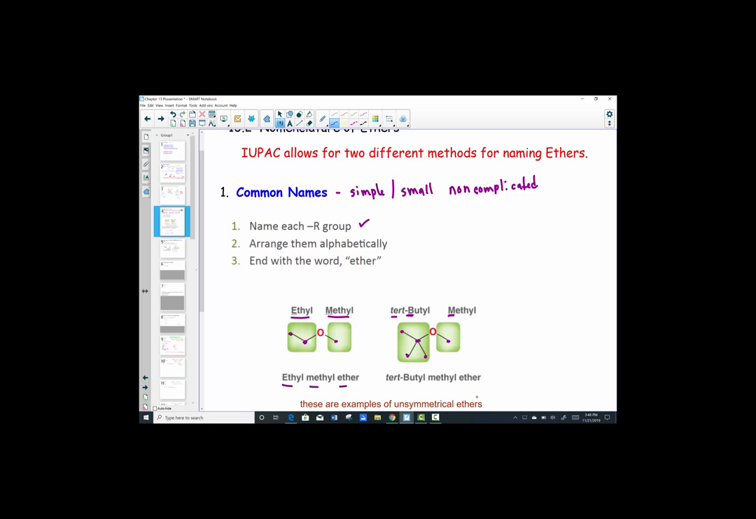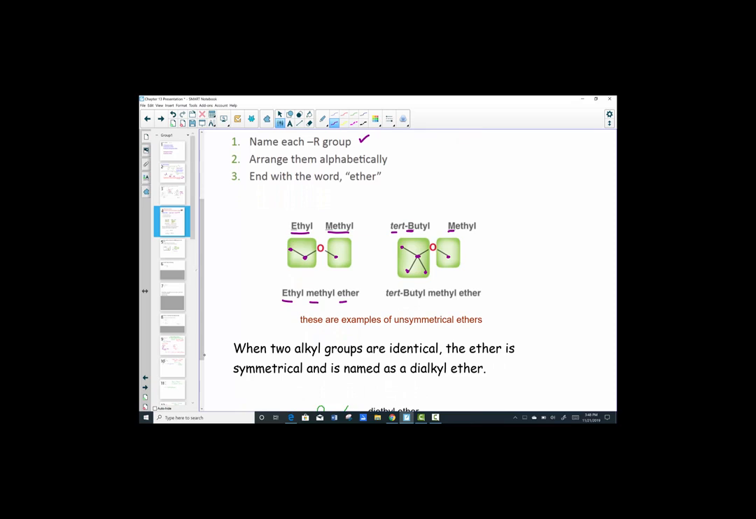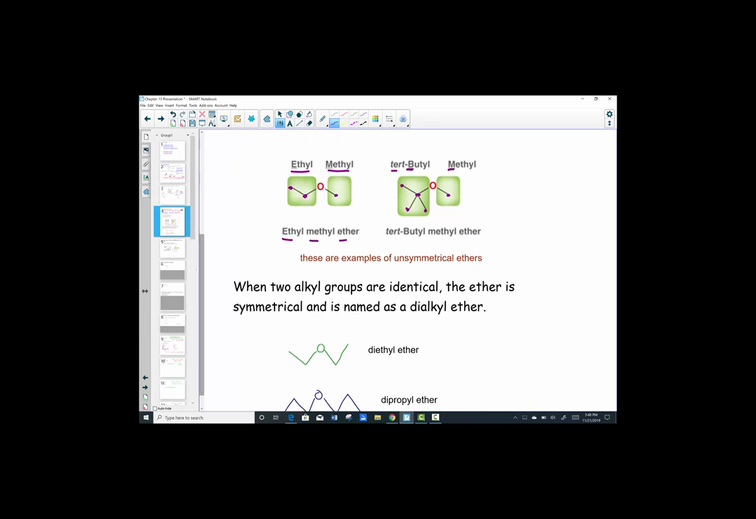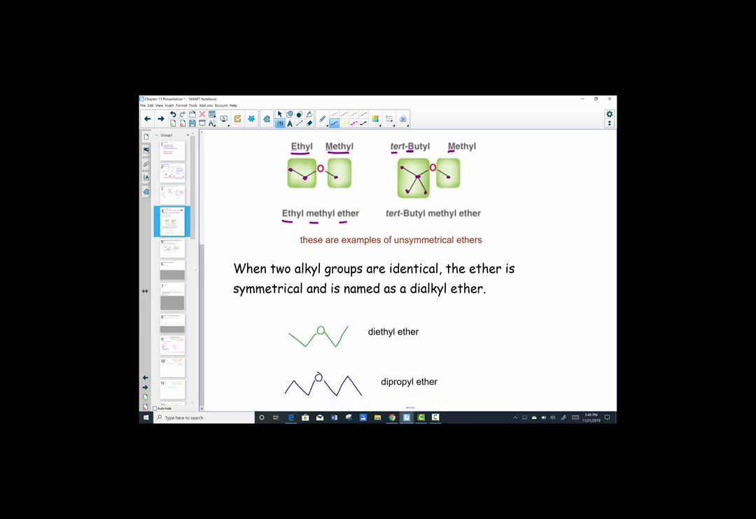So notice these are just simply unsymmetrical ethers. List each substituent group on either side of the oxygen in alphabetical order and let the reader know it's an ether by stating so at the end. If we have 2 identical groups, it's even easier to name with a common name. And notice again, these are just small, non-complicated ethers.